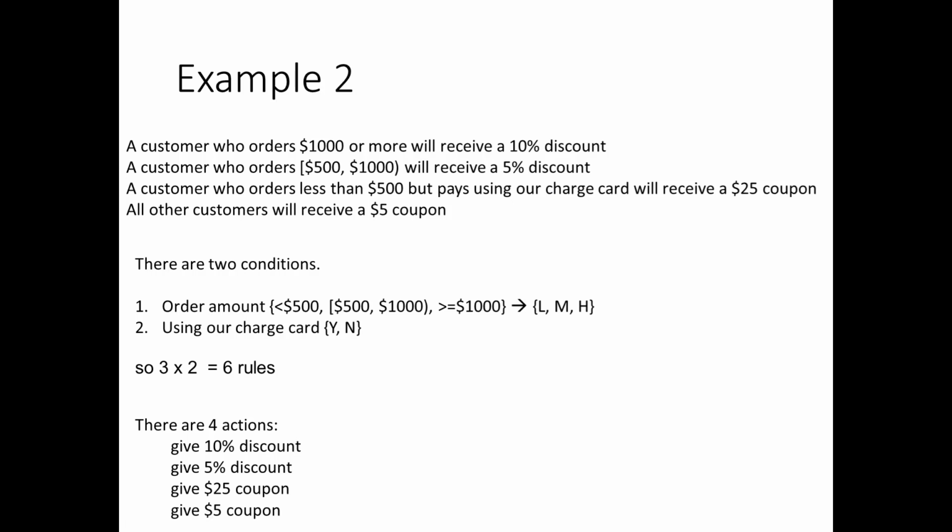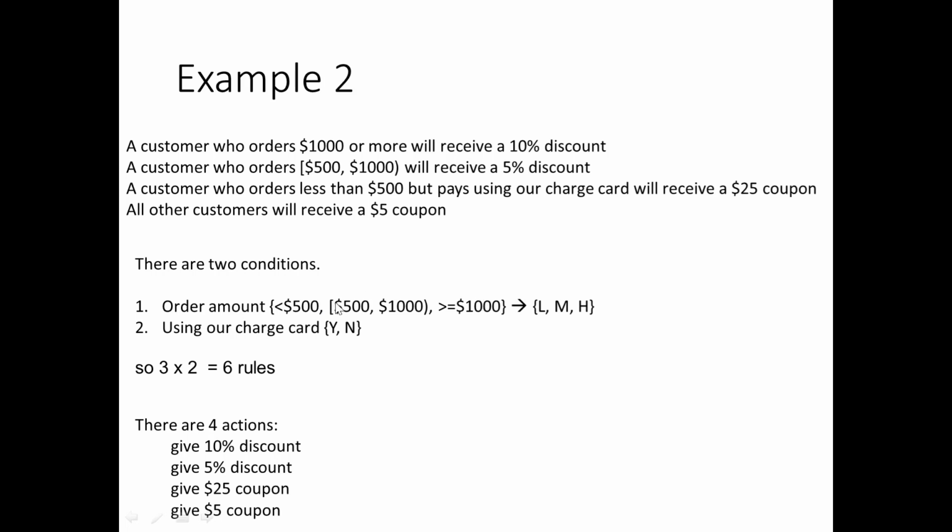There are 2 conditions here. The first condition is regarding the order amount, how much money the customer pays. So we can divide this order amount into 3 different ranges. That is, less than $500, between $500 and $1,000, and also above $1,000. So here we have 3 different ranges.